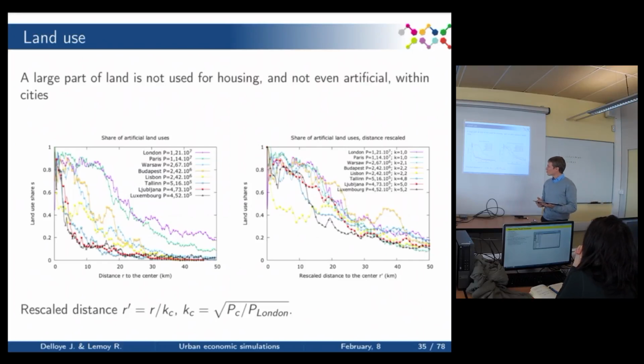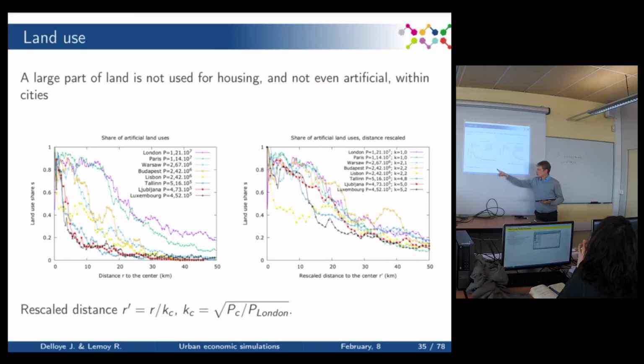You can try to see if their shapes are exactly comparable between different scales of city. Are small cities similar to large ones? So what you can do for this is to rescale the horizontal axis, so the distance to the center. That's what I do in the figure on the right. It's exactly the same data for the same cities, except that the horizontal axis is not the real distance anymore. It's the distance rescaled by a factor which I call the Kc.